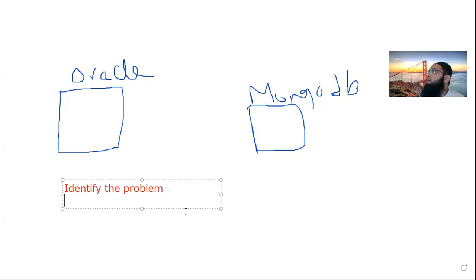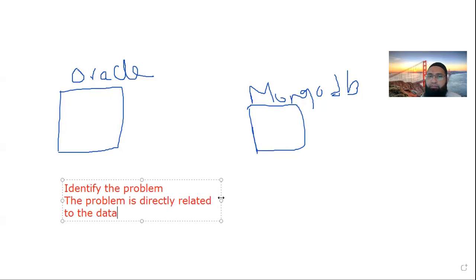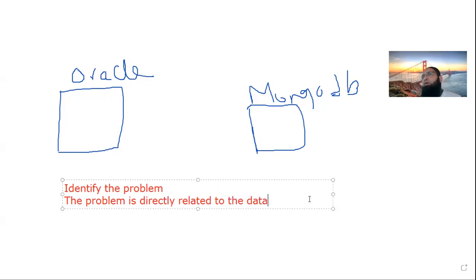The first thing is to identify the problem. And the problem is directly related to the data. For example, Binish has knowledge of supply chain, so she knows that I have an inventory optimization problem. She has the business knowledge of inventory optimization. So when I show her the tables, she will immediately know which tables are good for me.